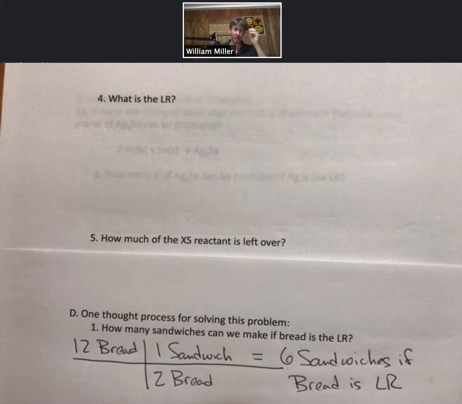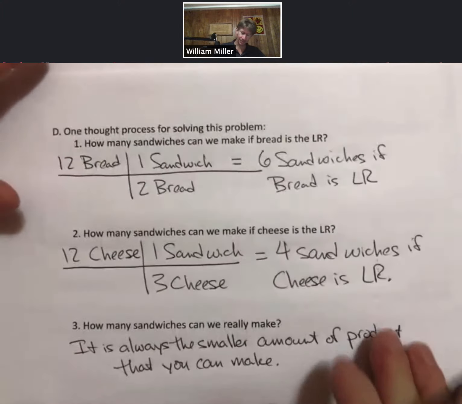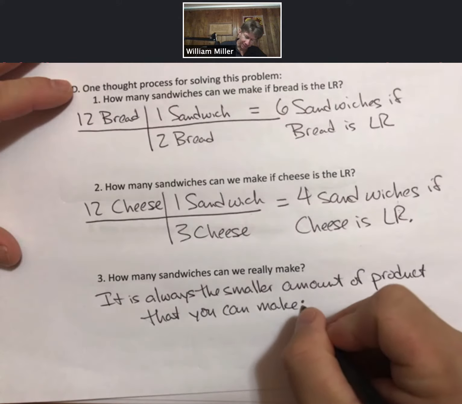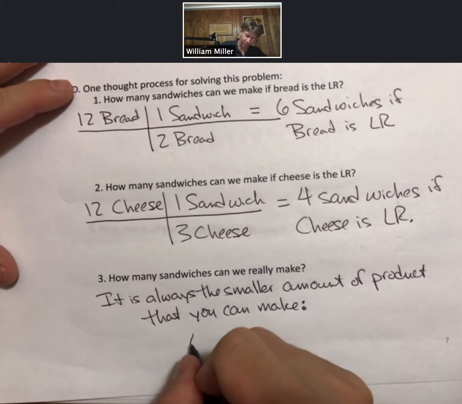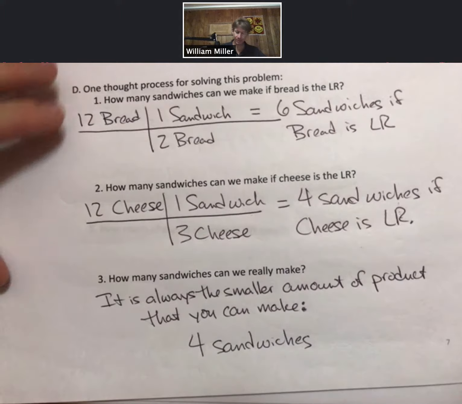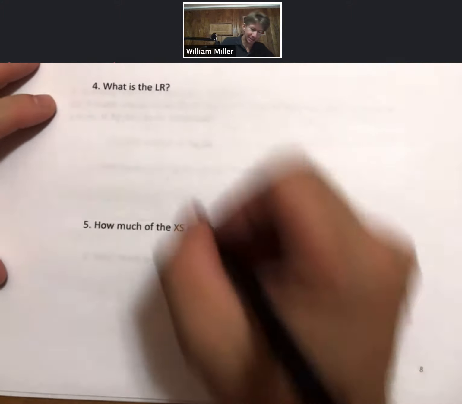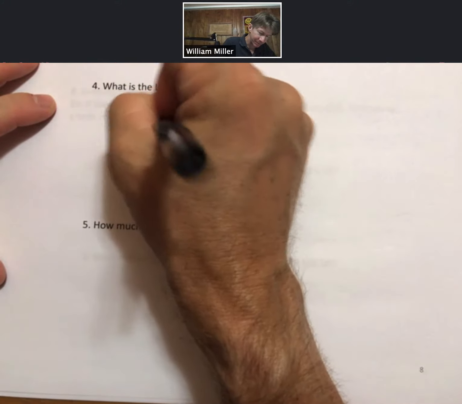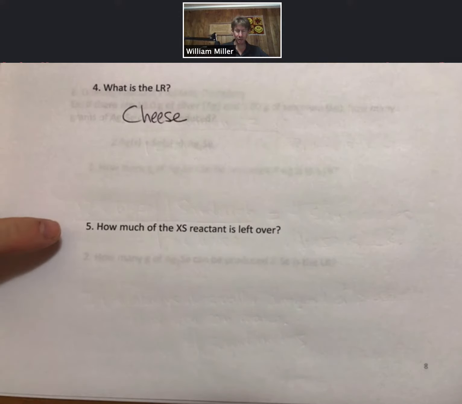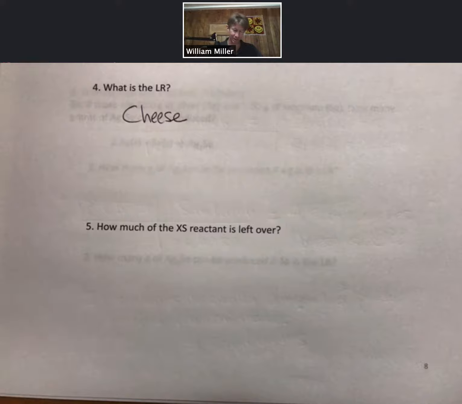Question, what is the limiting reactant? Oh, let me answer this question first. How many sandwiches can we really make? I'm going to turn that into a colon and say 4 sandwiches. Then, what is the limiting reactant? Cheese. And then how much of the excess reactant is left over? Well, we know how much just by circling things 2 pages ago, but let's calculate it.